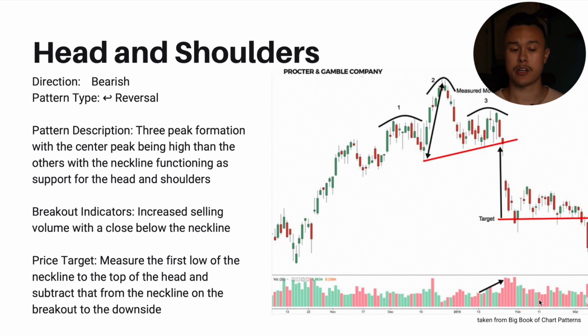So to find our price target, we're going to measure the first low of the neckline, as you see by this arrow right here, and we are going to measure that from the top of the head and subtract that from the neckline on the breakout to the downside. So that way you're able to have a very good price target and you'll be able to get out of your position in time. One thing to note is you're also going to see typically increased selling pressure, so increased volume, and if you turn on the volume indicator, that will look like red bars that are increasing in height as you start to approach the break of the neckline to the downside.